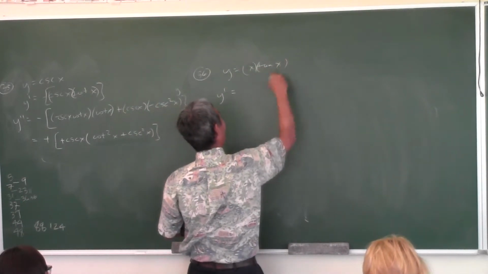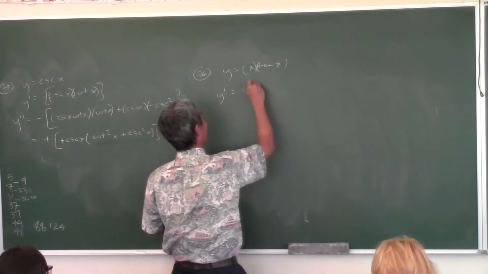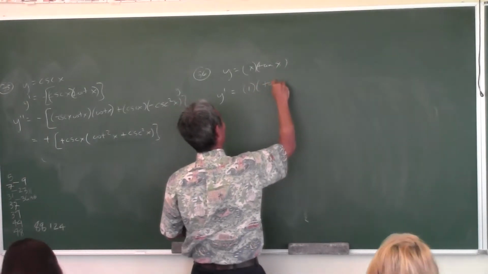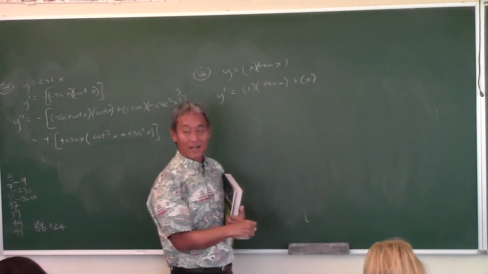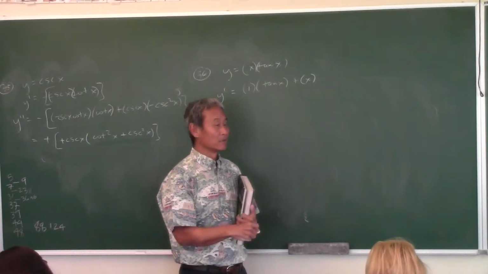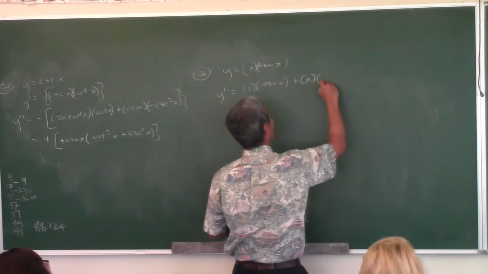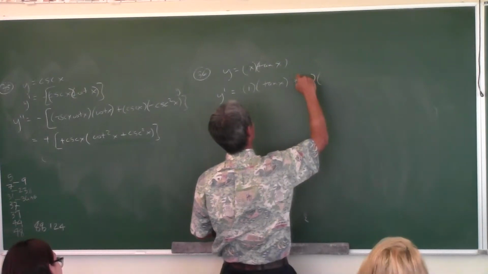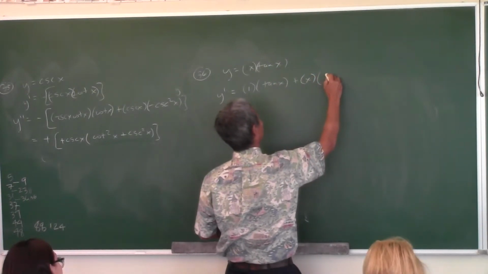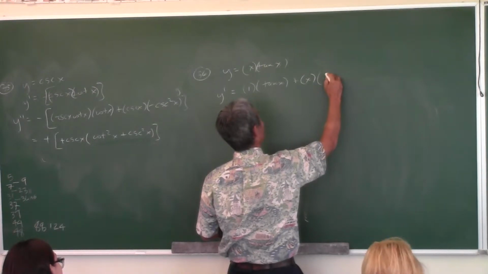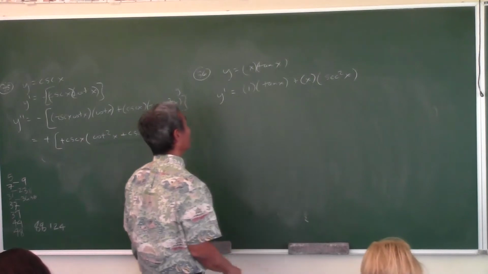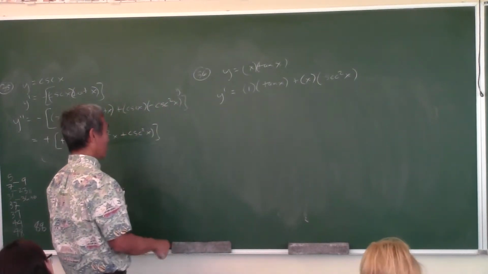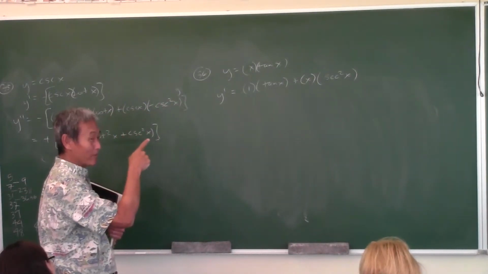Well, I see a product, I gotta use the product rule. Derivative of the first, leave the second one alone. Leave the first one alone, and what's the derivative of tan x? Derivative of tangent x. Secant squared. Okay, there you go. I'll give you 1 point for that.